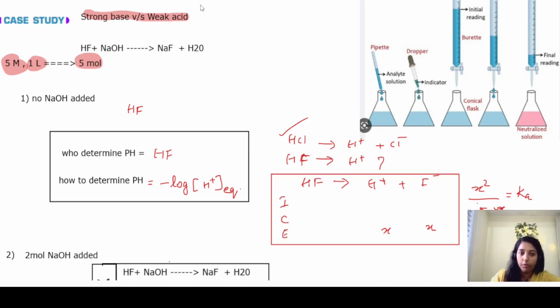See, in the previous one, which was very easy, it was just the negative logarithm of that 5. Here we do some extra step. Why? Because it is a weak acid. We are applying the same concept, this is happening every time, but the problem is this is weak, so we need to do some additional step. Okay, so the negative logarithm of H plus equilibrium will be the value.